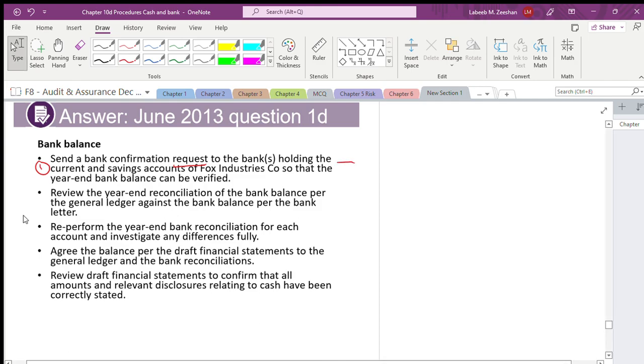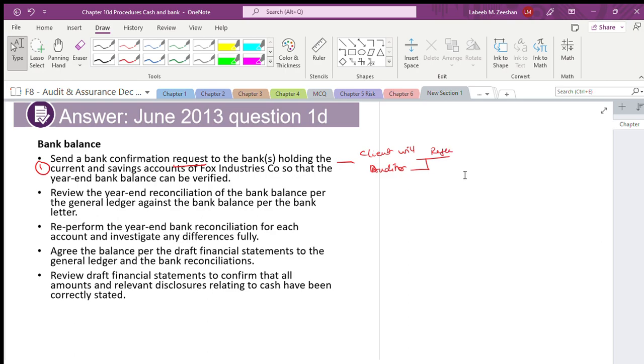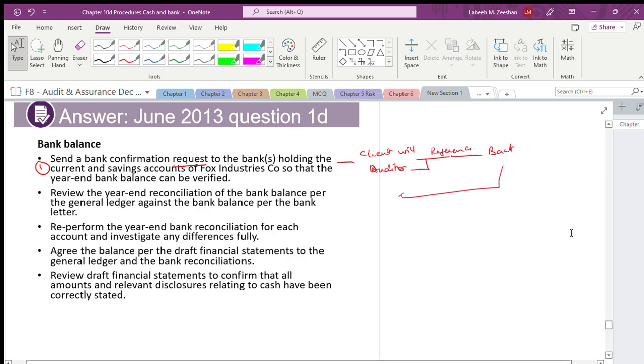See the thing, what happens when you have sent? You can build up the points as simple as possible. What happens? First the client will send, then the bank, then the auditor will send. The auditor will send with reference to the client letters to the bank. And the bank will send it back in a covered, closed letter.